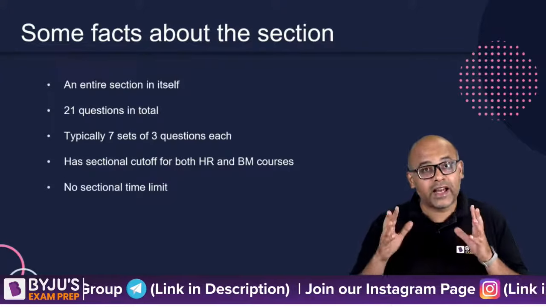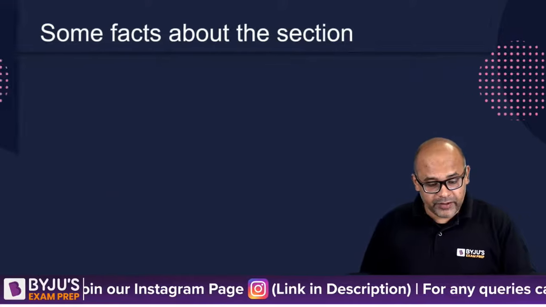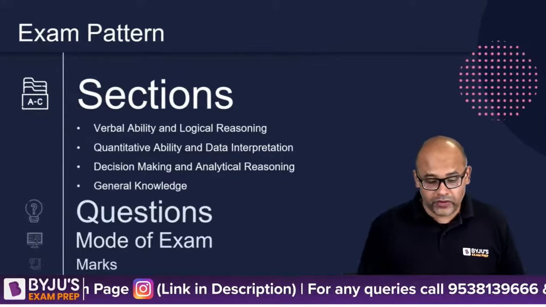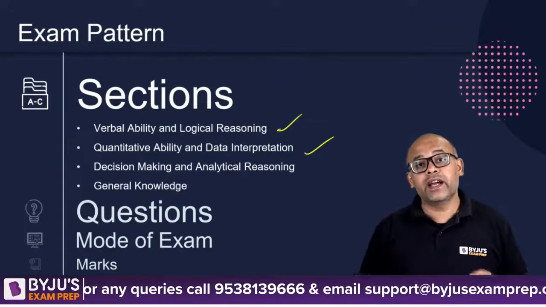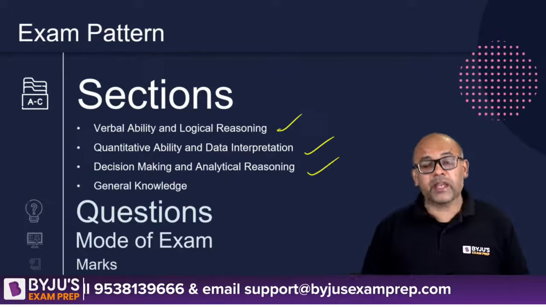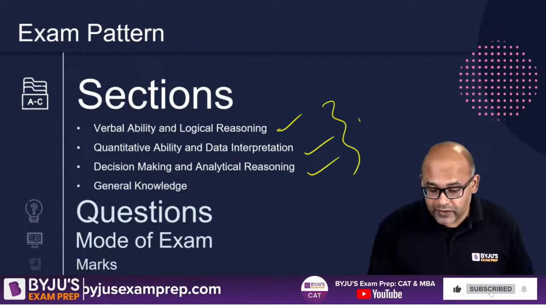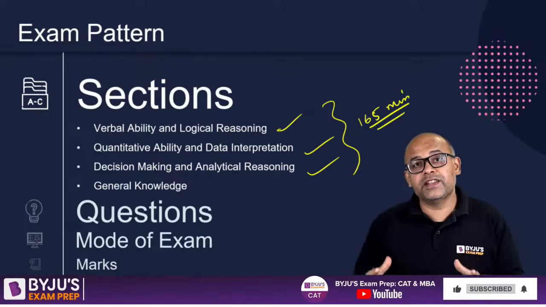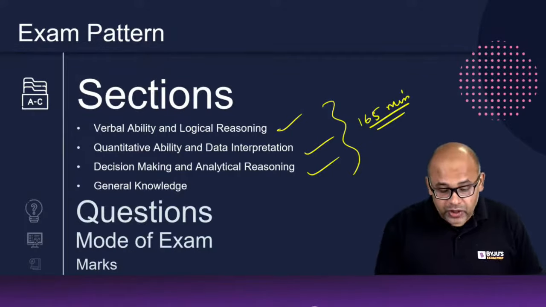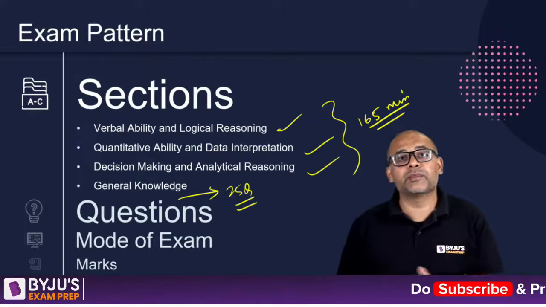Firstly, it's an entire section in itself. As you can see in the previous slide, there are 4 sections. You have your verbal ability and logical reasoning section. You have quant and DI together as a section. You have decision making and analytical reasoning as a section. These 3 sections together give you 165 minutes to solve. After these 3 sections are done, your GK will start, around 25 questions, and that will be a separate timer for you.